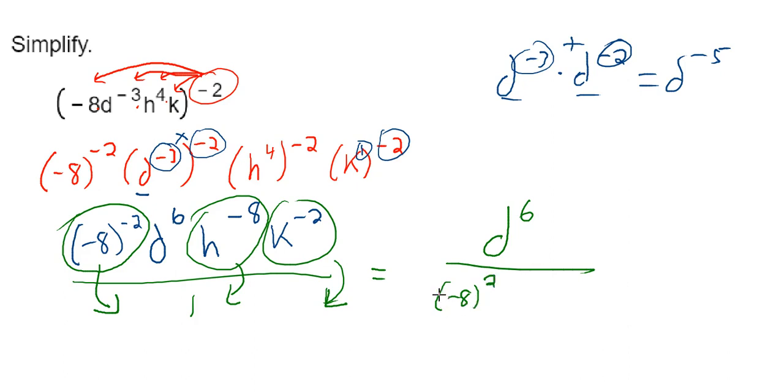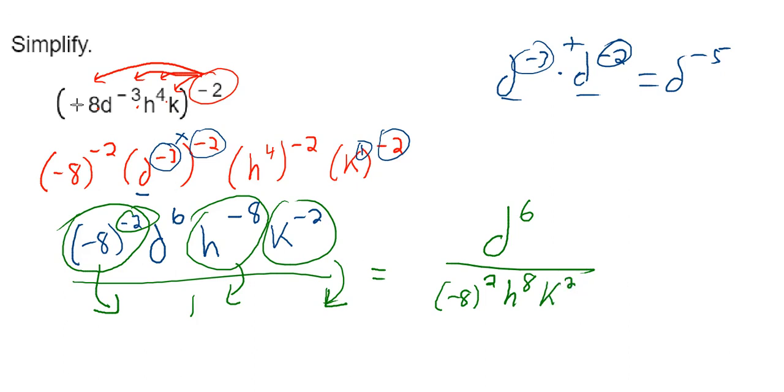So notice what I did there. The exponent will become positive when it gets moved to the denominator, but the number doesn't change sign. So remember, anytime we're flipping things around, you can't change the sign of a number. You can only change the sign of the exponent. So the exponent becomes positive 2, but the number inside the parentheses is still negative 8. And then we'll get h to the positive 8th power, because again, change the sign of the exponent to positive 8. And then k to the positive 2nd power.